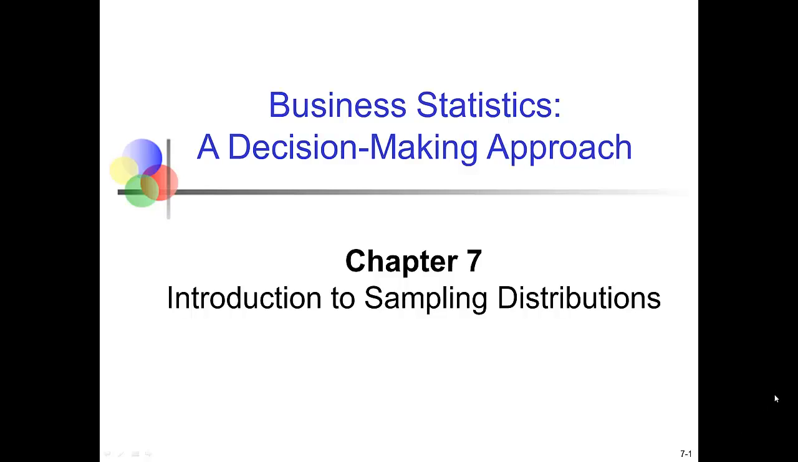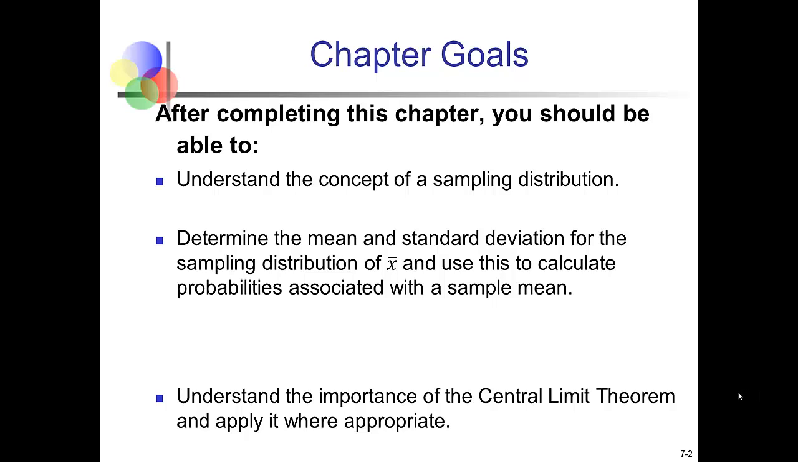This video will focus on Section 2 from Chapter 7, where we will really get in and understand the concept of the sampling distribution. The sampling distribution is the basis for everything that we do for the rest of this semester. Determine the mean and standard deviation for the sampling distribution of x bar. That will happen in this video, and we'll also use it to calculate probabilities associated with the sample mean. We will also learn about the central limit theorem, how important it is, and where to apply it.